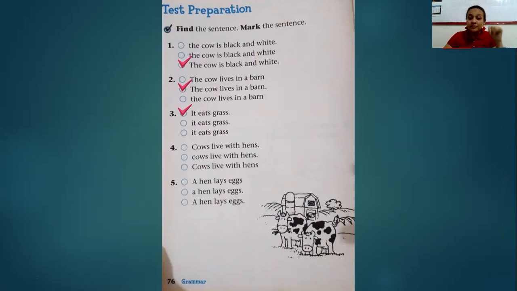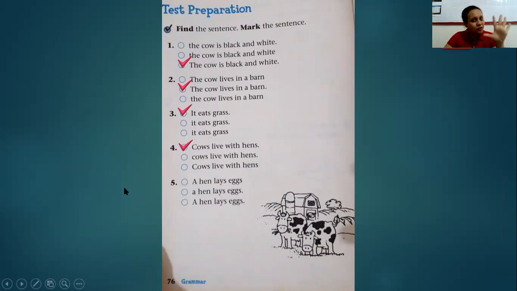Number 4. Yes, the first one. Cows live with hens. Yes, they are living with hens. And excellent. Look, Cows begins with capital letter C and ends with a period.